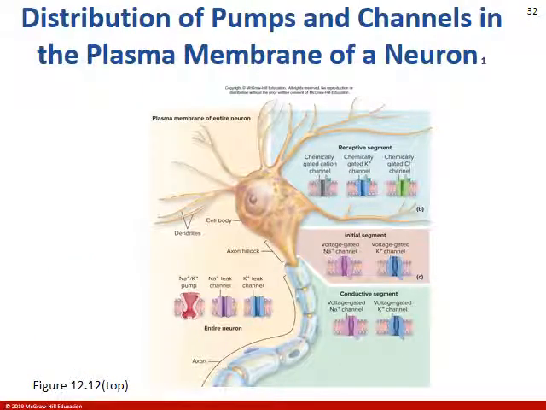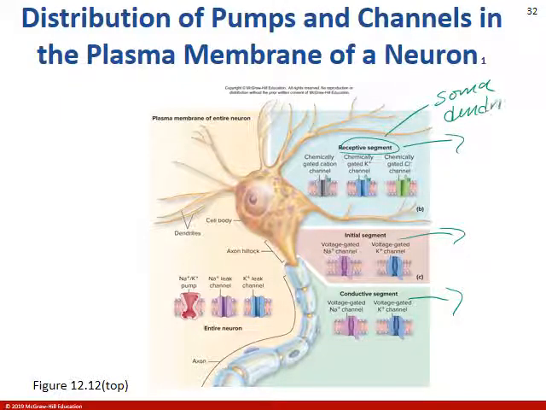Very nice image here, color-coded for you, talking about the different segments of the neuron. And this will make a little bit more sense when we go through how we generate an action potential. And you'll see why we want to label things receptive segment, initial segment, and conductive segment. But you can see here the receptive part is going to be the soma and the dendrites. Or soma, you can also say cell body, right? I learned soma, so sometimes it's hard to break old habits, right?